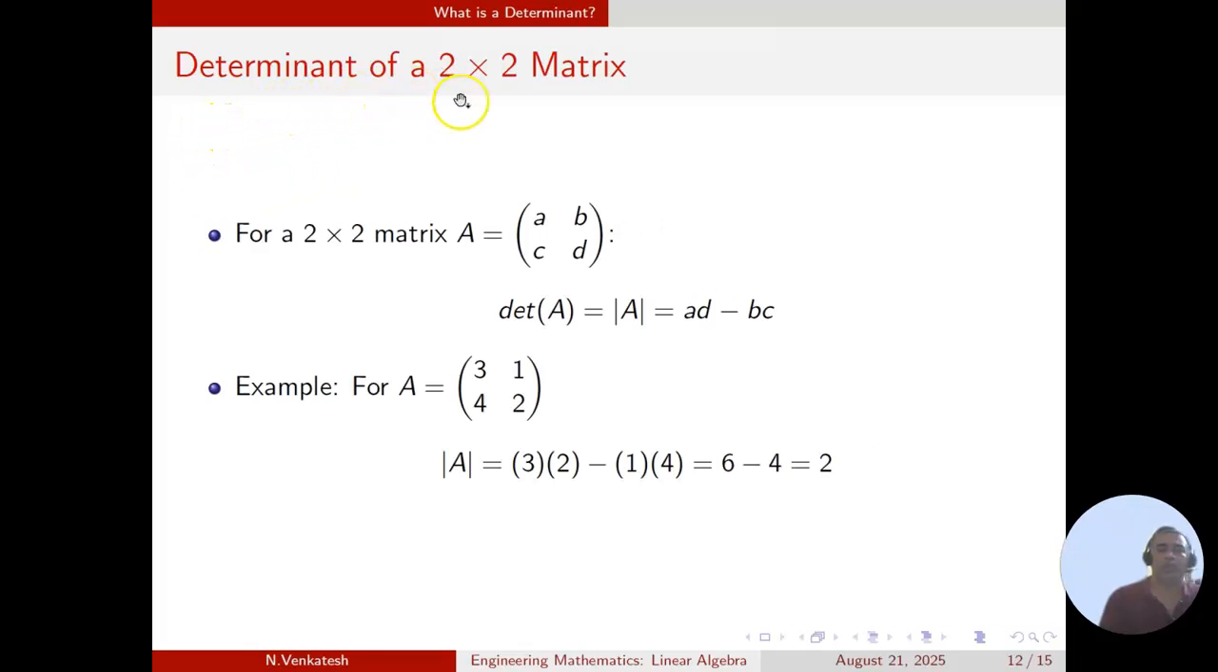Now let us try to understand an example of determinant of a square matrix, a 2 by 2 matrix. Now the determinant of A is A into D minus B into C. For this example, 3 into 2 minus 4 into 1, so we will get 2.